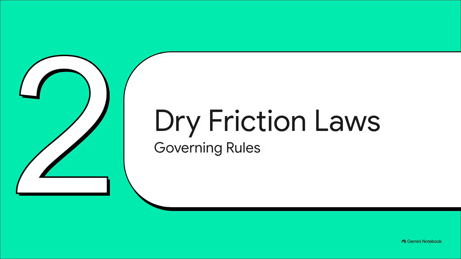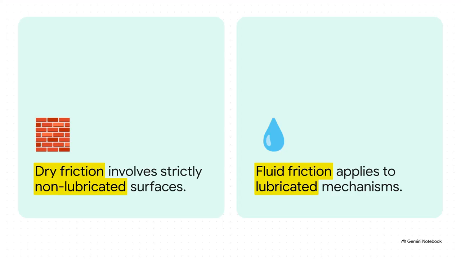Moving to Section 2, the laws of dry friction. Now that we understand the real-world stakes for modern machinery, let's break down the rules of how this actually works. So the most crucial point to grasp right away is that not all friction is calculated the same way. We essentially live in two different worlds here. There's fluid friction, which involves lubricants like the oil protecting those engine pistons we just talked about. And then there's dry friction.